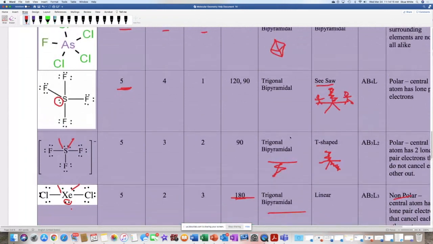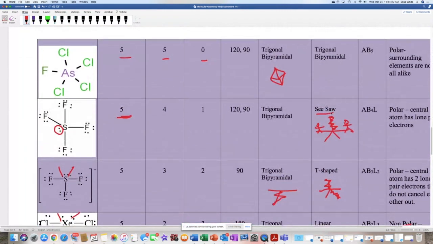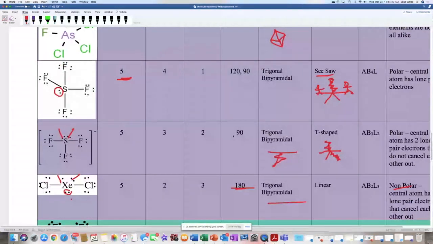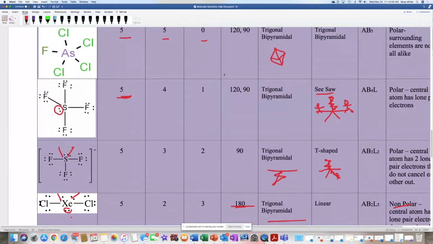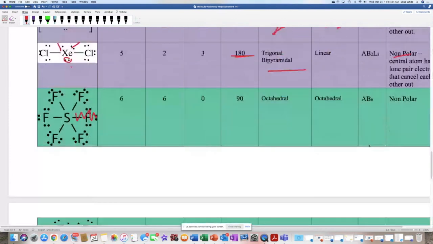And as you're bringing in lone pairs, the name of the shape changes, and sometimes the bond angles change because of the different bonds you have left over. And of course, the polarity will change too, right?